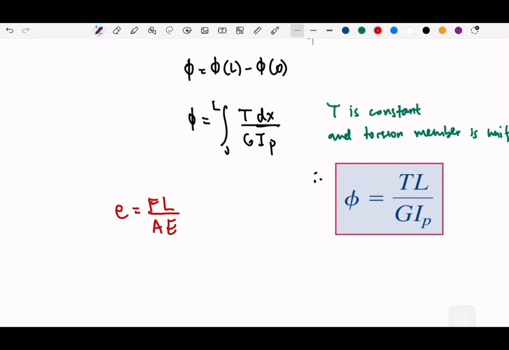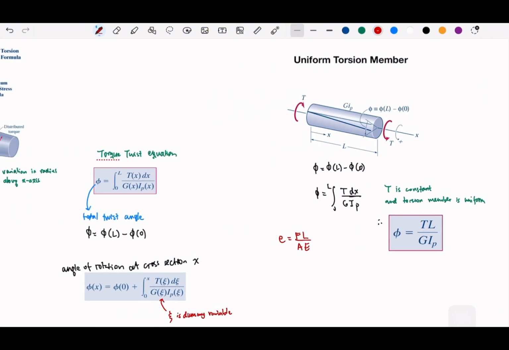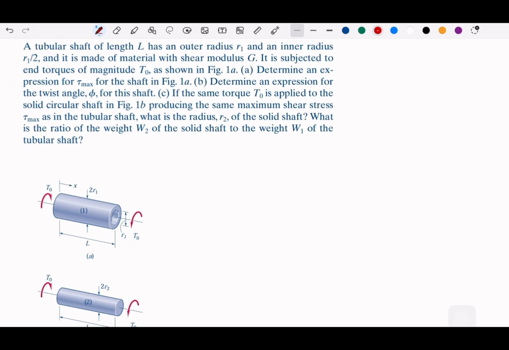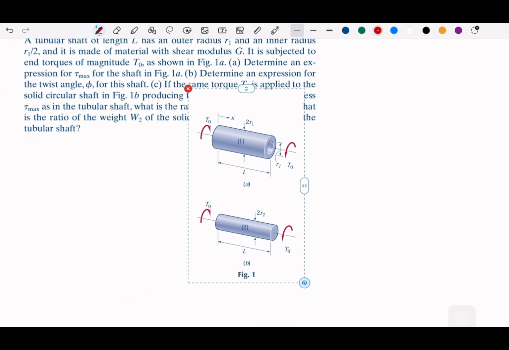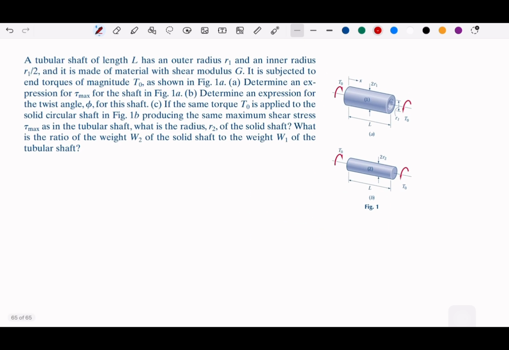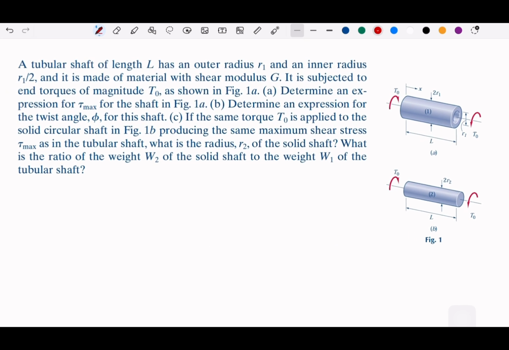Okay, let me give you an example. By looking at this tube, we have a tubular shaft. We have the outer radius and the inner radius, R1 and R1 over 2.